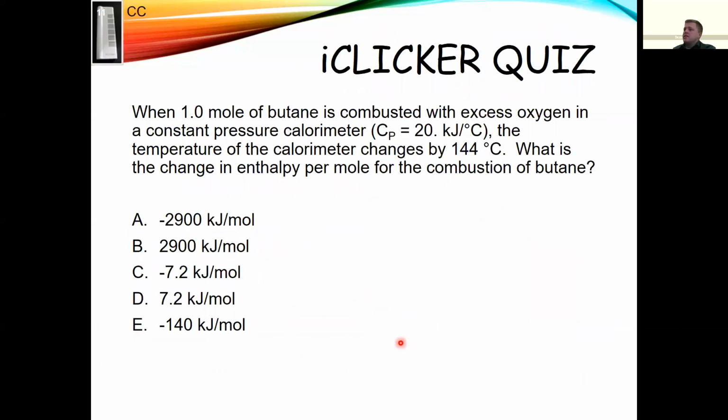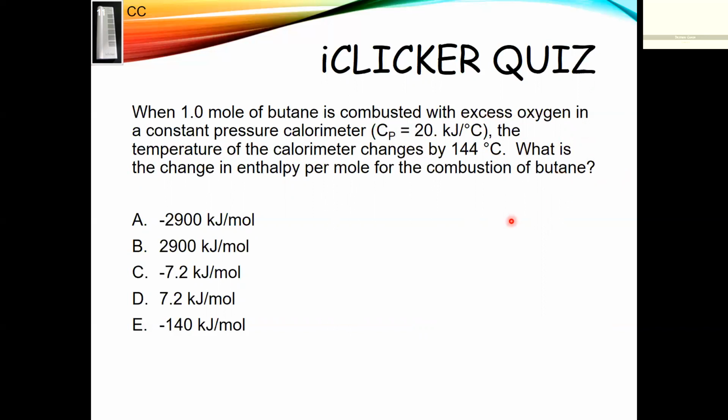Okay, I'll give you one more practice with that problem. We say 1 mole of butane is combusted with excess oxygen in a constant pressure calorimeter, and that calorimeter has a heat capacity of 20 kilojoules per degree Celsius, and the temperature of the calorimeter changes by 144 degrees Celsius. What is the change in enthalpy per mole for the combustion of butane? If you'd like to pause the video now, go ahead and try to work that problem.